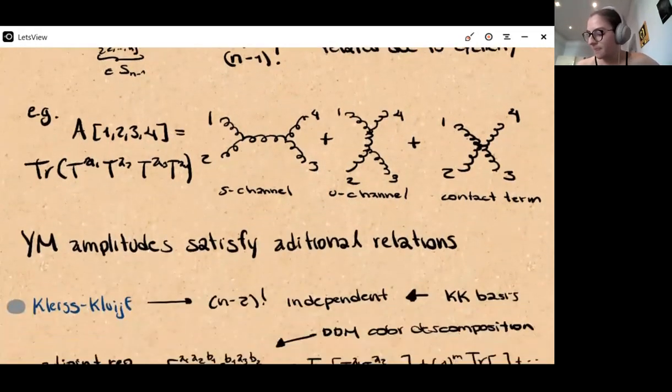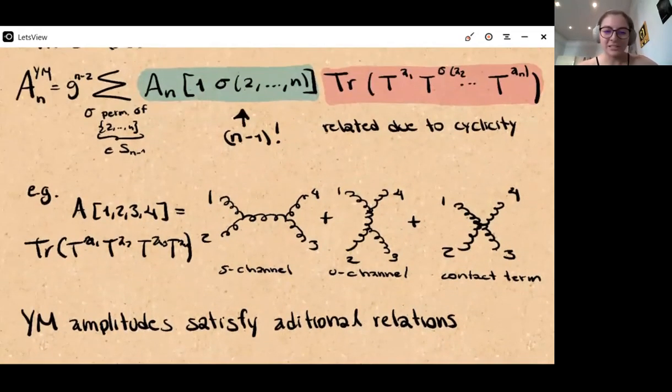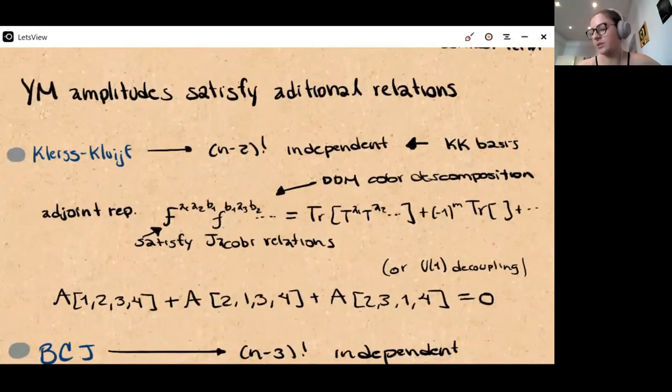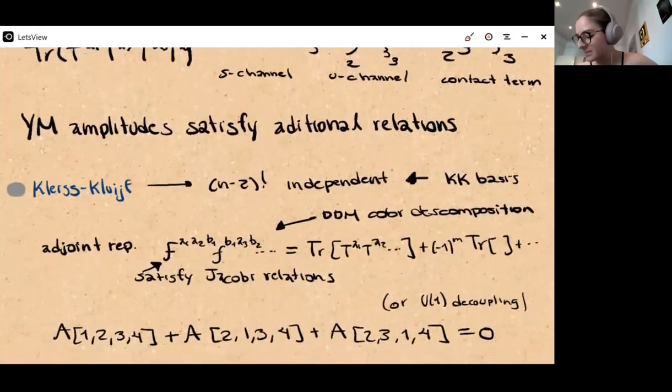So these Yang-Mills amplitudes, they don't only satisfy these simple relations due to cyclicity, they have extra relationships, and these are very important for the double copy. So let's start first with the simplest one. These are called Kleiss-Kuijf relations, usually just called KK. They actually tell you that instead of an n-1 factorial basis, you have an n-2 factorial basis, and this will be the KK basis.